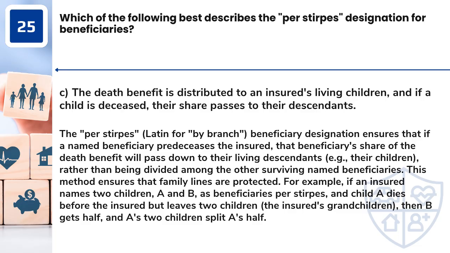For example, if an insured names two children, A and B, as beneficiaries per stirpes, and child A dies before the insured but leaves two children, the insured's grandchildren, then B gets half, and A's two children split A's half.